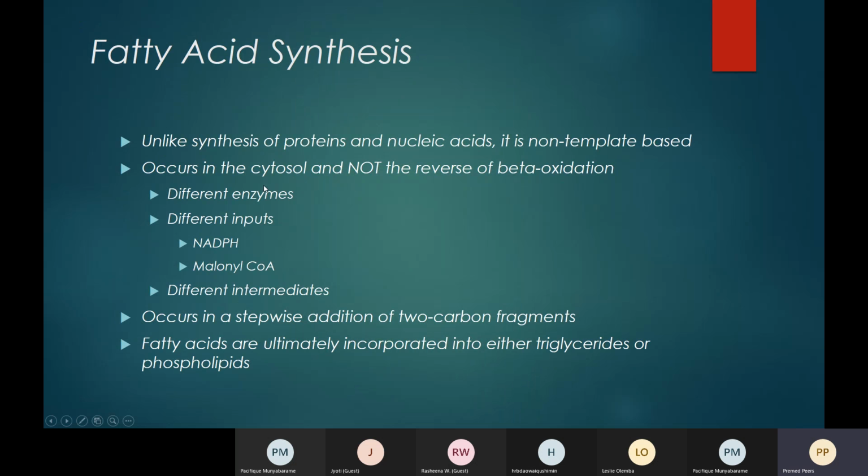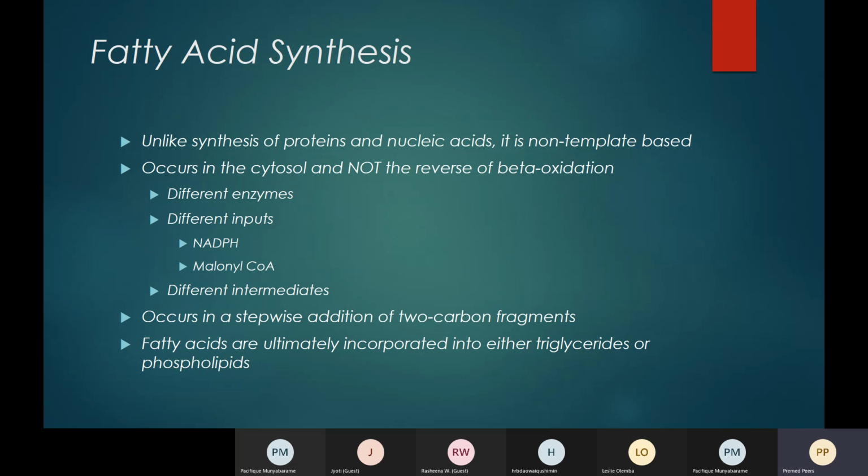Synthesis, a little bit less important here, but the big thing is the overview mentioned non-template based synthesis. When we talk about proteins, we use mRNA as the template, and when we're making RNA and DNA, we use the other strand of DNA as a template. This is not template based, and neither is glycogen, as we're going to see.